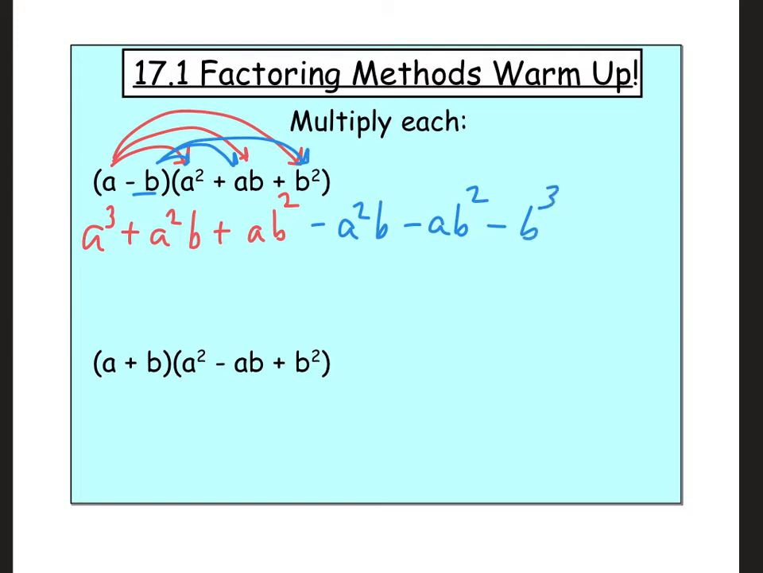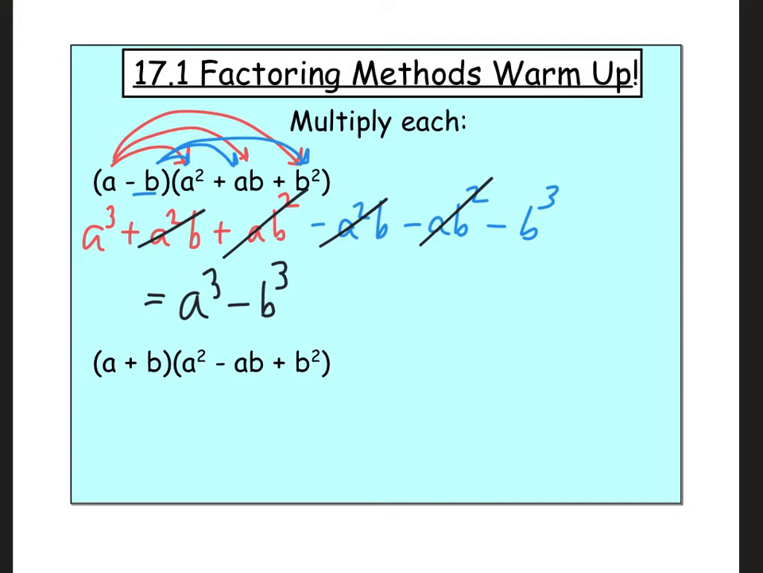Okay, and like usual, when we multiply, we want to combine like terms and simplify a little bit. So I do see a plus a squared b and a minus a squared b will cancel each other out. And likewise, there's a plus ab squared and a minus ab squared. So really, we are only left with a cubed minus b cubed. So that whole multiplication problem just simplifies down to a cubed minus b cubed. Okay, so keep that in mind.